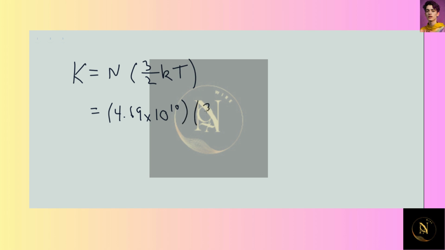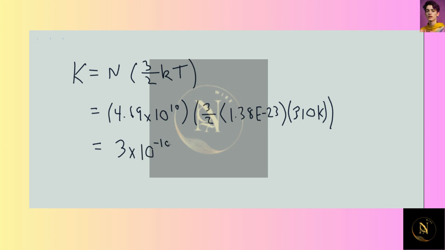multiplied by 3/2, the Boltzmann constant, 1.38 times 10 to the negative 23 joules per Kelvin. I'll leave the units off just to make things a little bit nicer. And in Kelvin, we have about 310 Kelvin for the temperature. And once this is calculated, we will end up with a total translational energy of 3 times 10 to the negative 10 joules. And that's it.